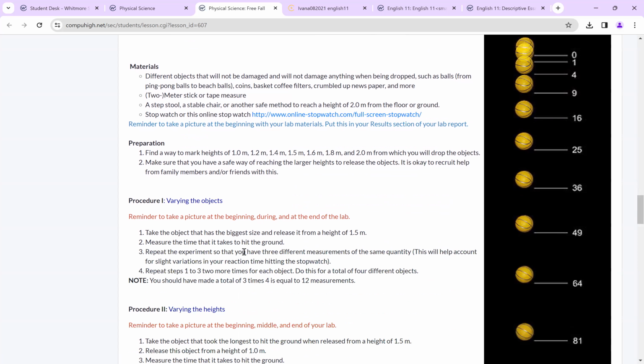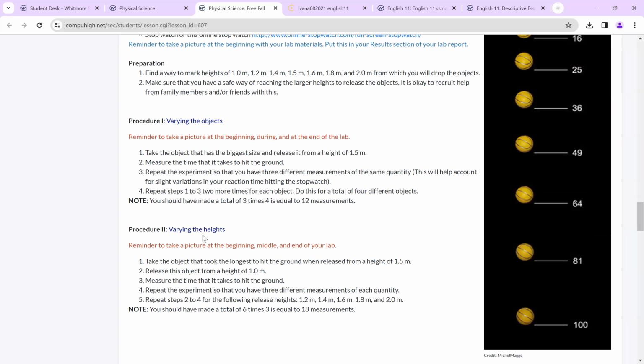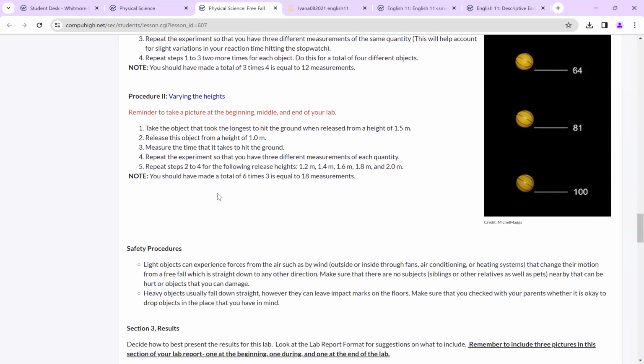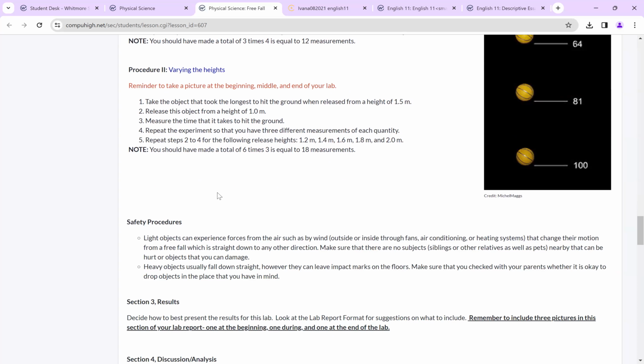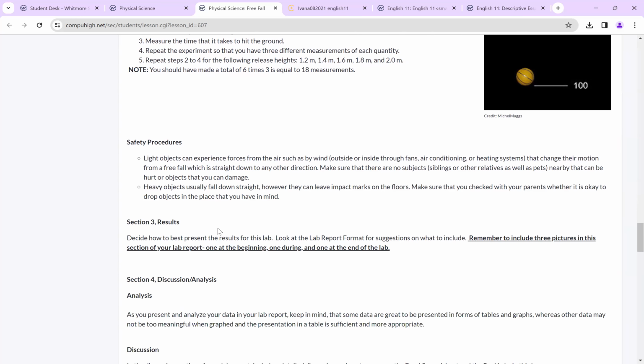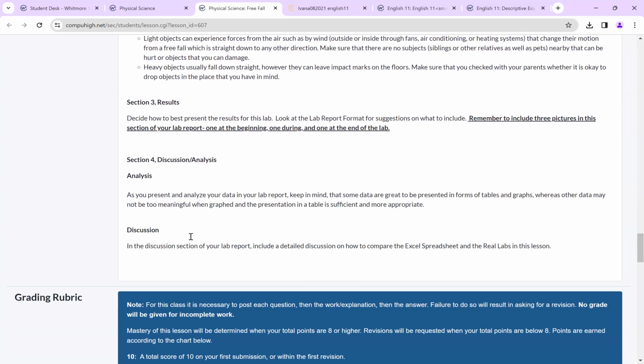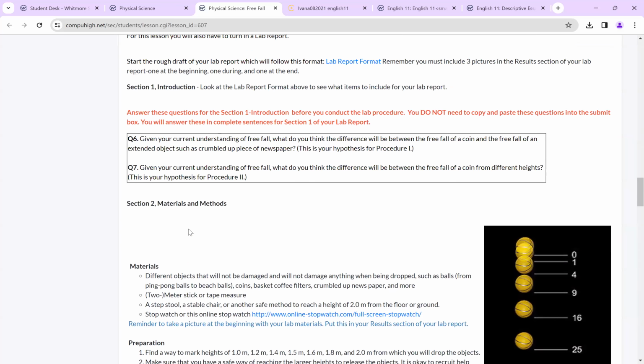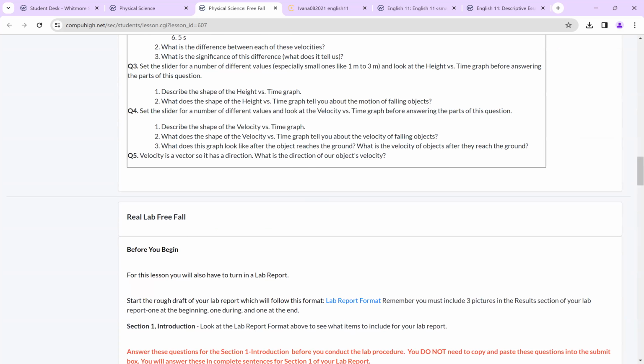Take the object that has the biggest size and release it from a height of 1.5 meters. Measure the time it takes to reach the ground. Repeat the experiment so you have 3 different measurements. The repeated measurements will help account for slight variation. Do this 1 to 3 more times for each object. Then you have to vary the heights, and do the same thing for each height. Then you have to make some sort of chart, take some pictures, and so on. Okay, I mean, we can certainly work through this.